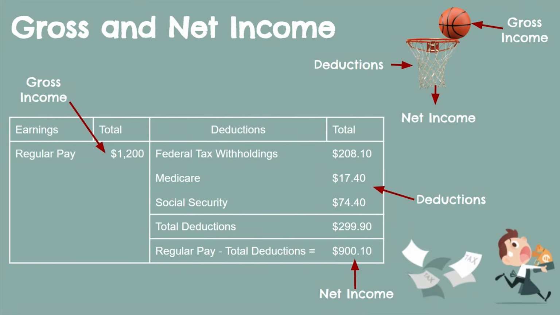So this is your payroll tax, your deductions, and then what's left is your net income of $900.10. Gross income is $1,200, net income is $900.10. That's how this whole gross and net income work.